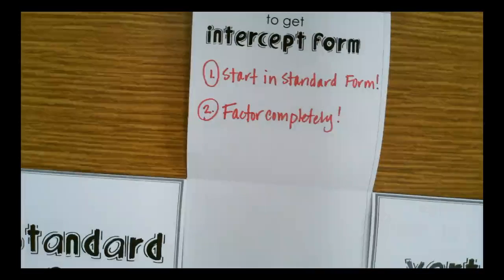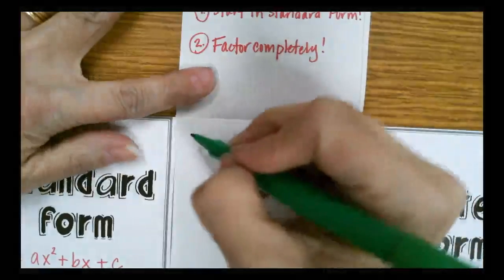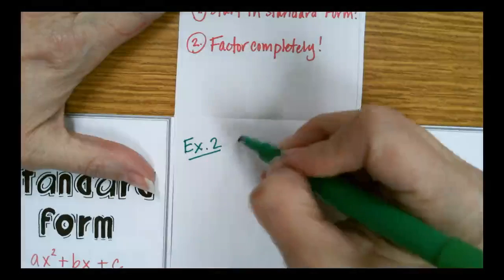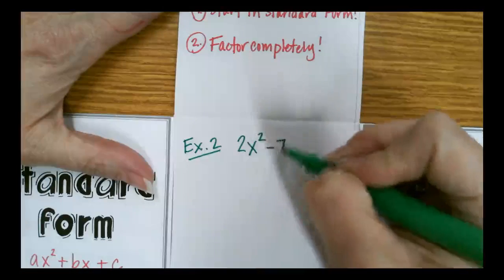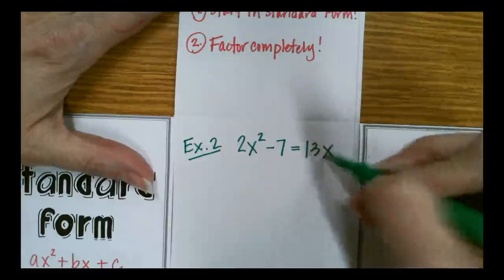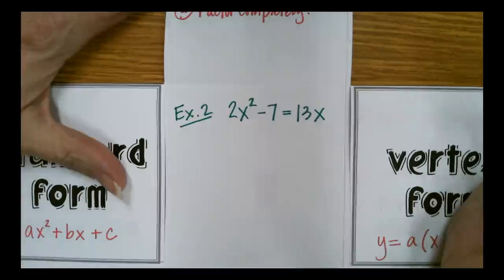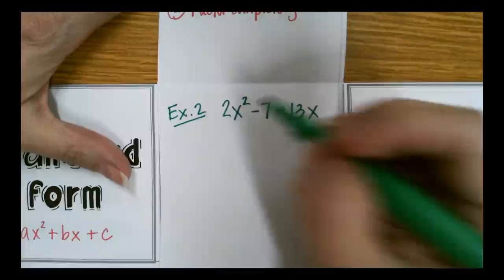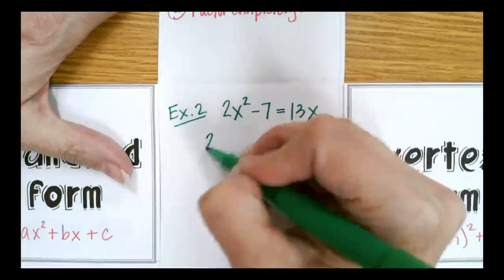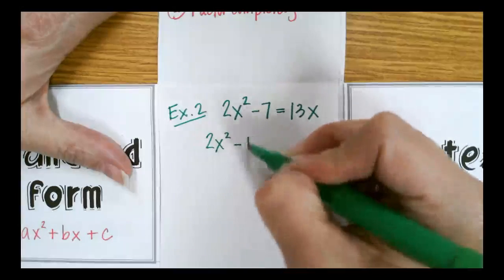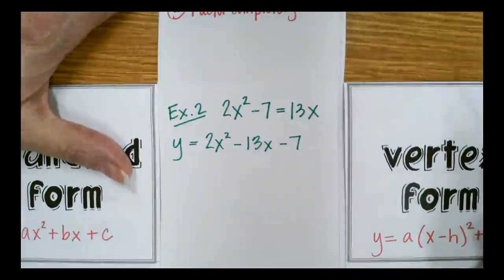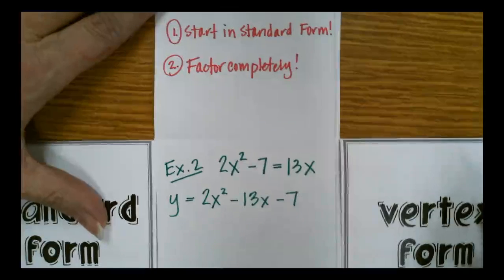So for example 2, I'm going to give you, how about 2x squared minus 7 equals 13x. All right, so first thing I need to do is start in standard form. Well, I'm not quite in standard form yet, so I need to bring this 13x back over here. So that's going to be 2x squared minus 13x minus 7. So that now is standard form.